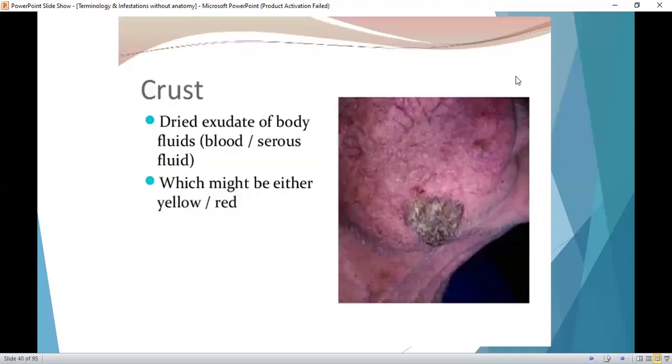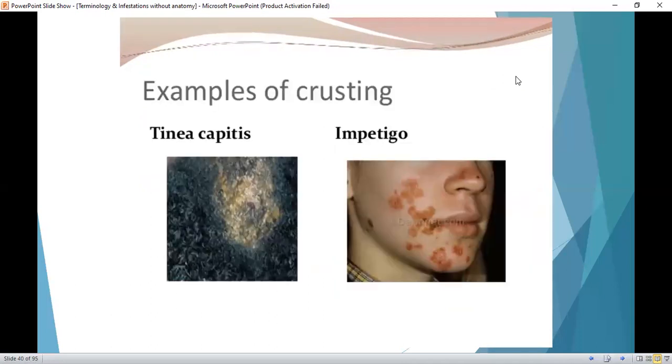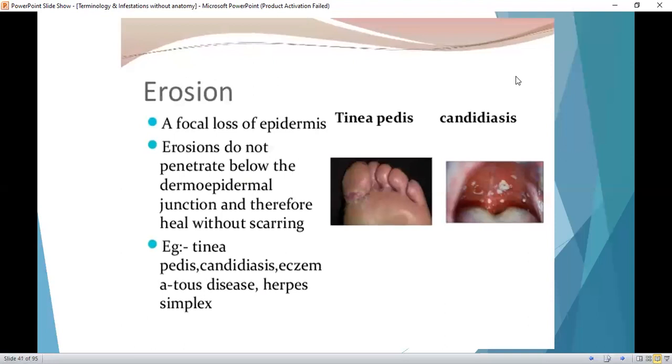Then crust. What is a crust? Dried exudate of body fluids, blood and serous fluid, which might be either yellow or red. Examples of crusting: tinea capitis, or the crusting seen in impetigo.